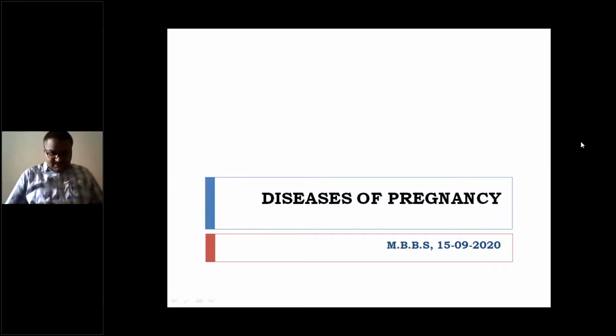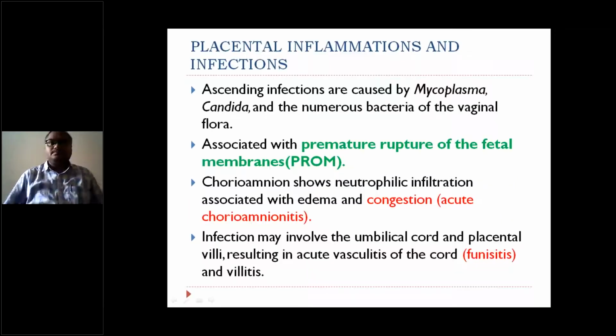So please focus. This is a very, very important topic as far as your undergraduate exam is concerned, and of course your MD or MS entrance. A good number of MCQs will come out of this topic. In general practice also, this is a very important topic for those who become future gynecologists or future obstetricians. I will share my PowerPoint later on.